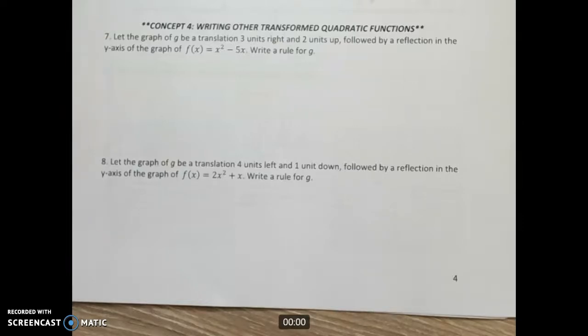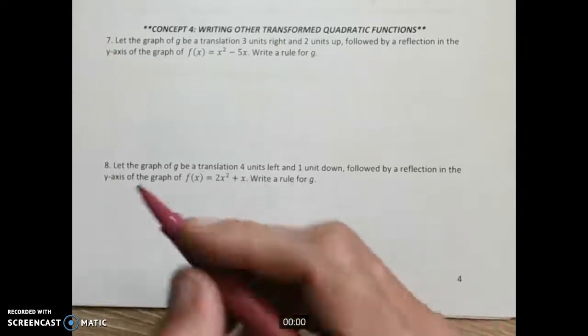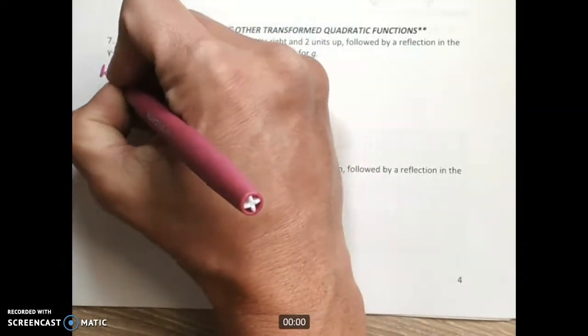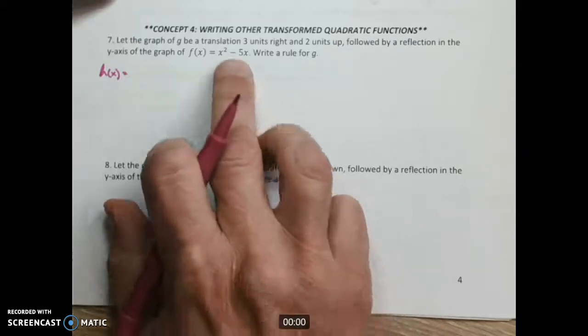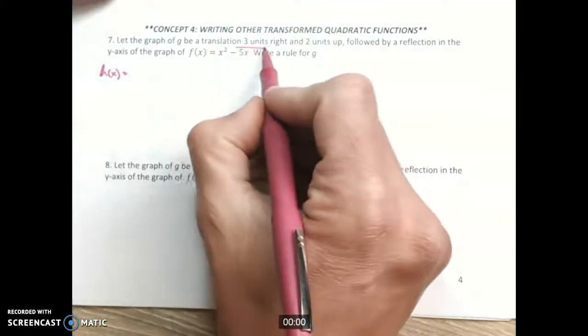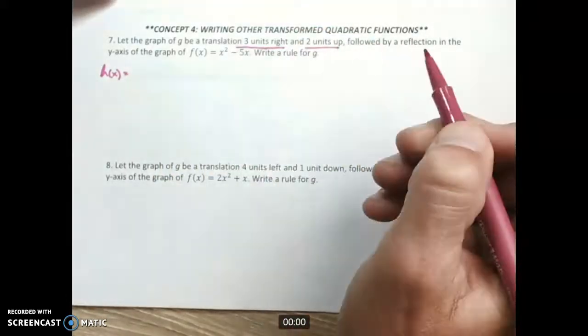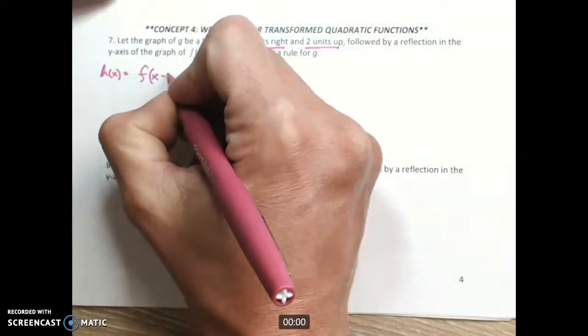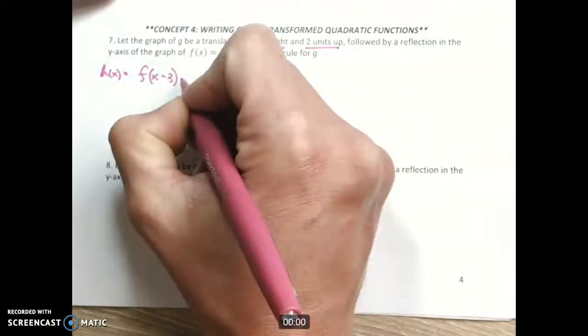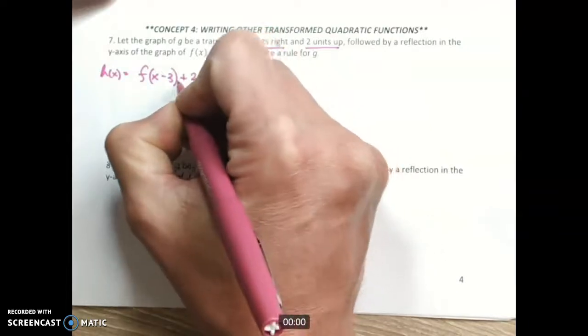Alright, so let's start. Again, I'm going to write it out for g, so I'm going to start with h of x equals, and translation 3 units to the right, 2 units up. So that's going to be f of x minus 3 units to the right, plus 2 units up.